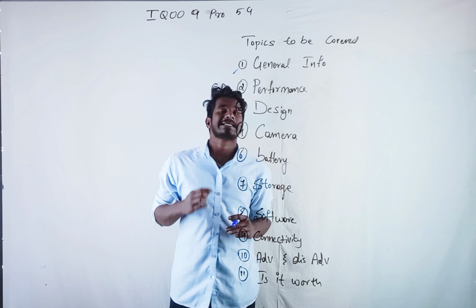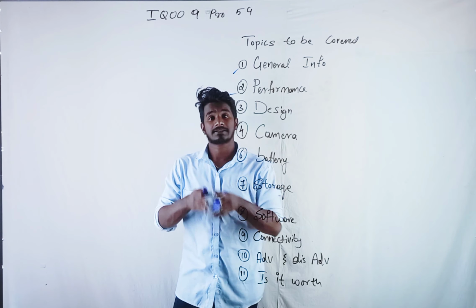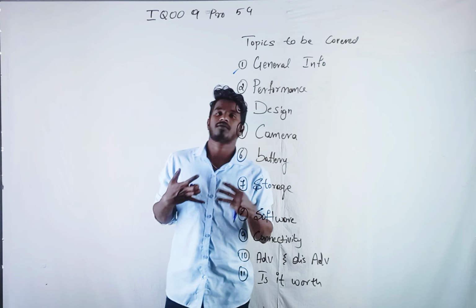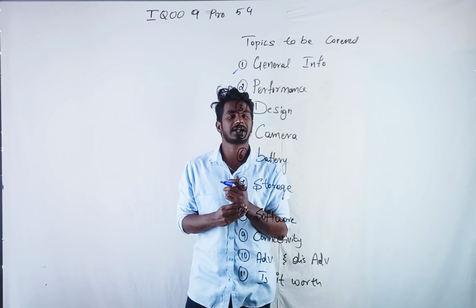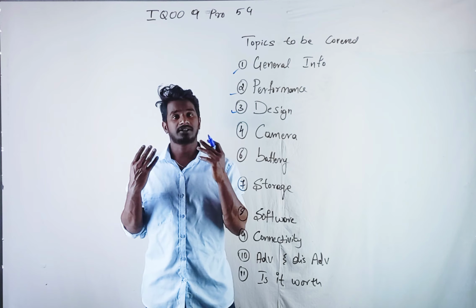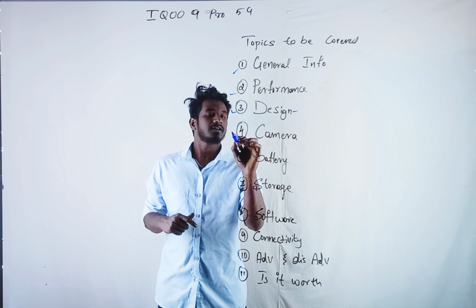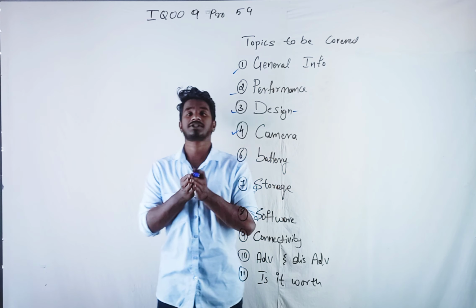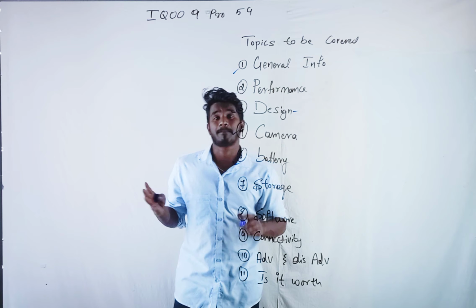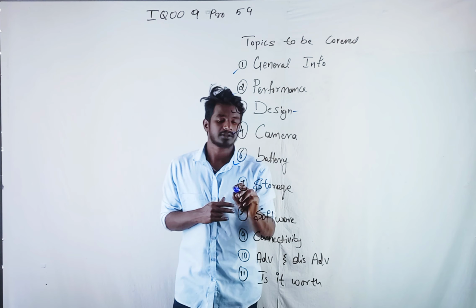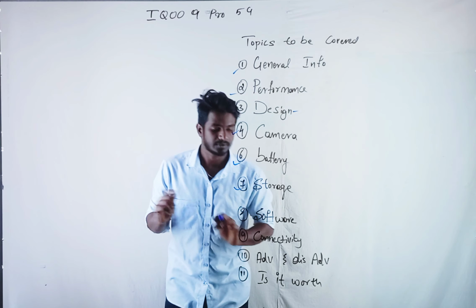Fine, the first one is general information, then we are going to cover performance, the most important feature of any mobile, and the design of this mobile: height, weight and width. These all come under design. Then the camera, the main feature for many of you. And what is the battery capacity of this phone? What is the storage of this phone?